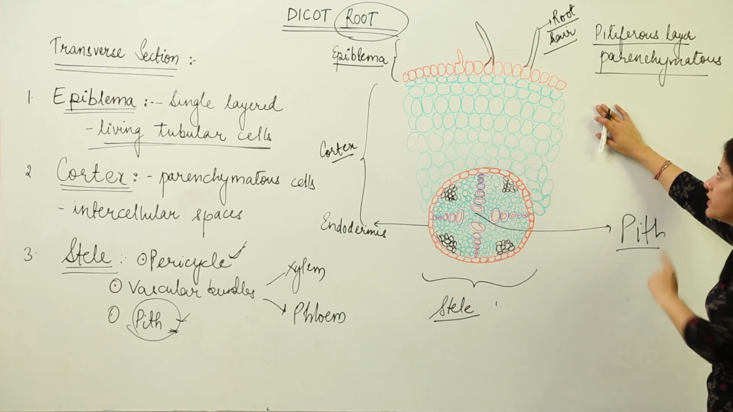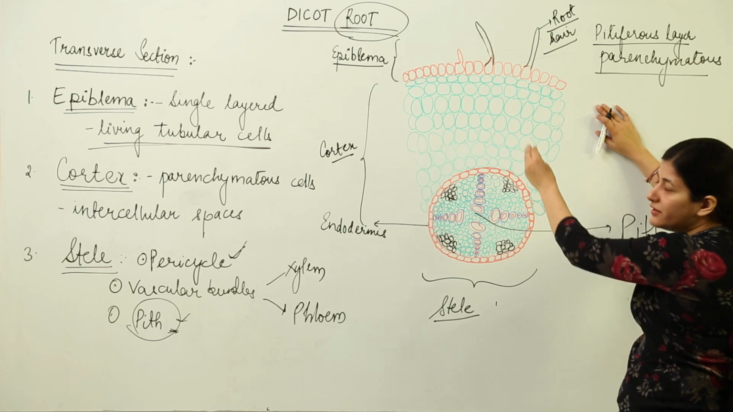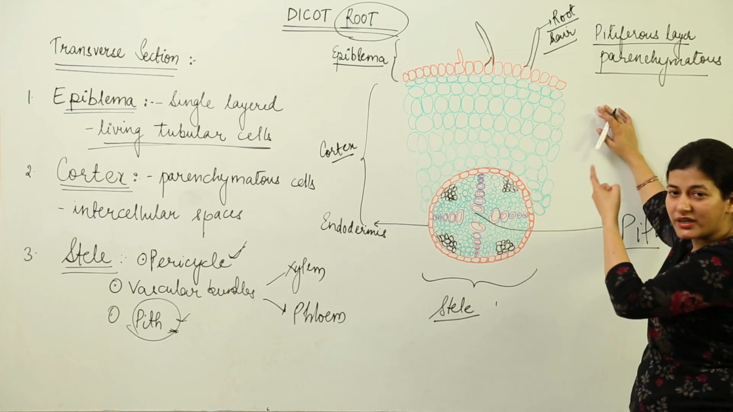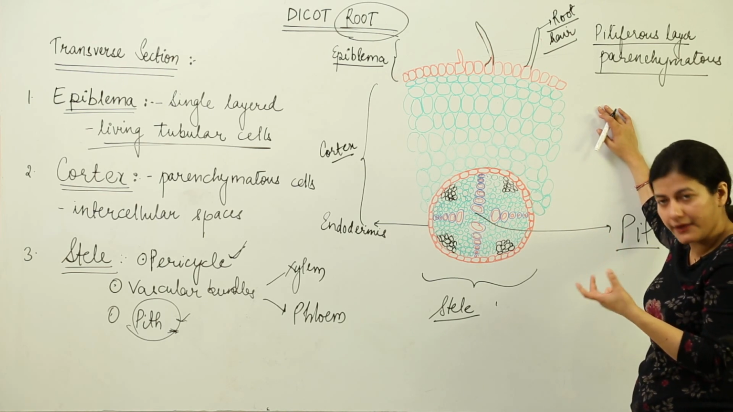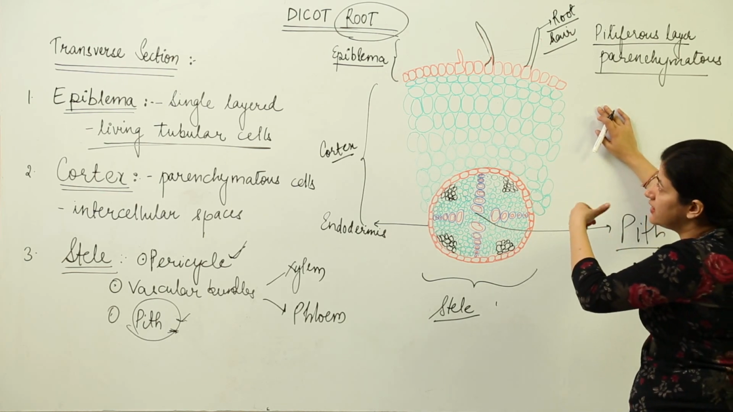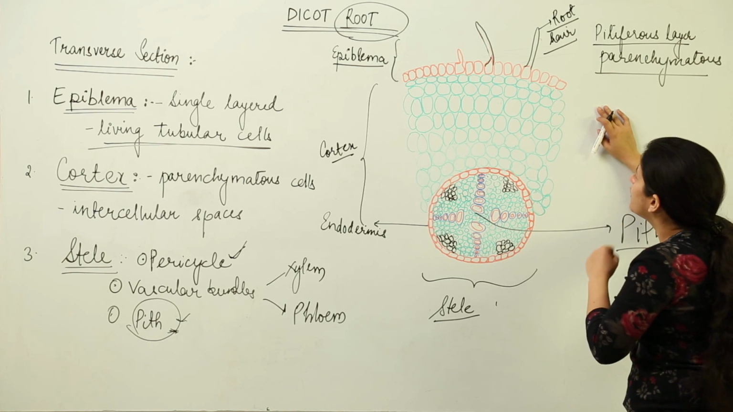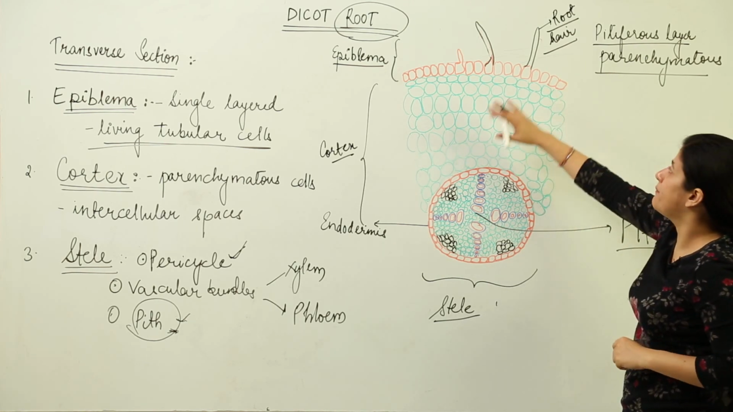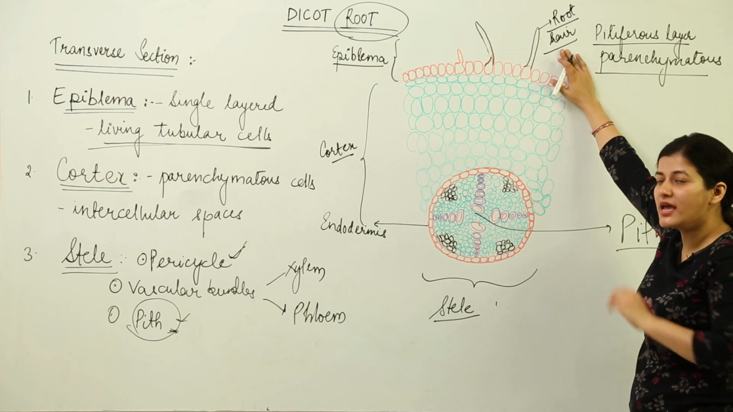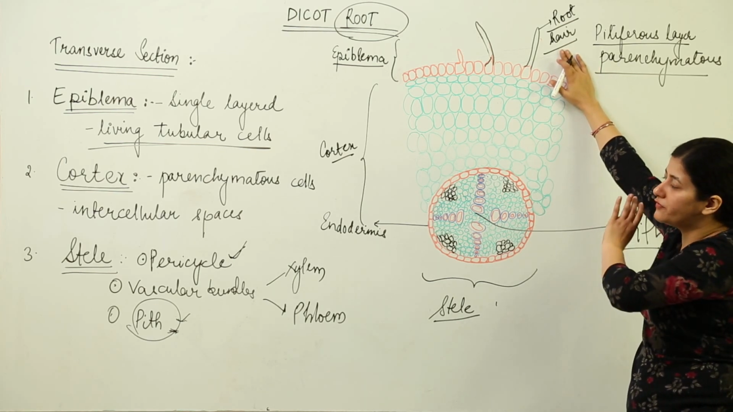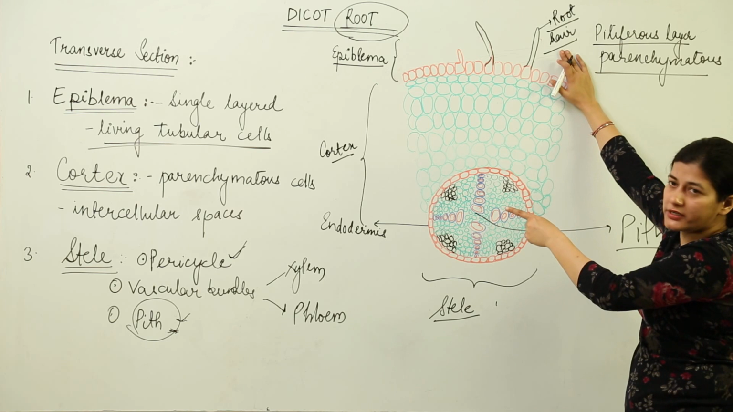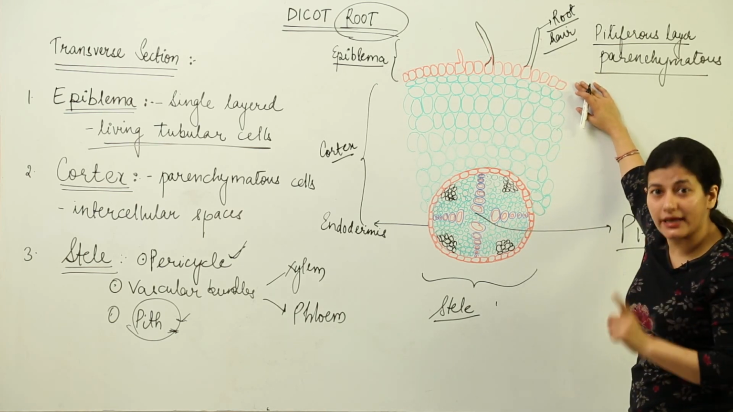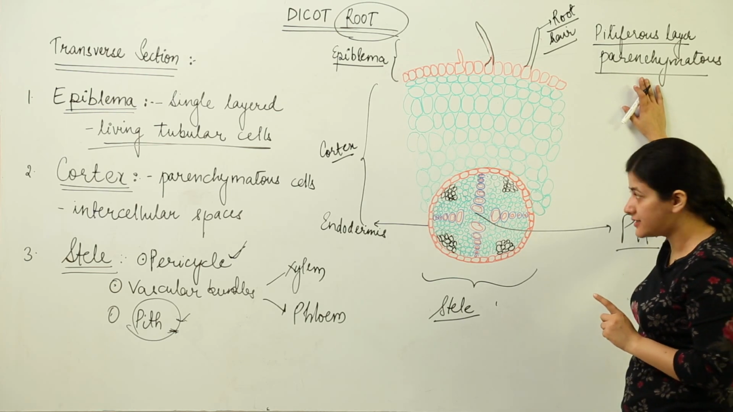One thing you have to remember. Second thing, you have to remember that they are living tubular cells. If they were not living, if they were dead, they would not be able to conduct the water content, or rather I would say they would not be able to absorb it. We deal with it in physiology, but for now you have to remember that the pilliferous layer has root hairs, and those root hairs are extensions of these cells only. They are living tubular cells, and this particular layer known as epiblema is single layered. They are made up of parenchymatous cells.